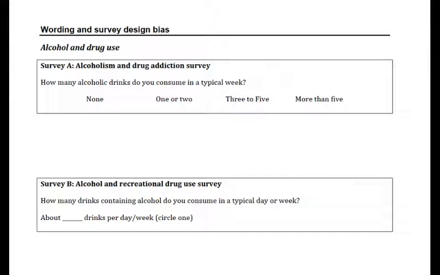surveys designed to collect information about how much alcohol a person drinks in a typical week. So the first survey gives me a scale from none to more than 5. And let's just suppose that I'm a person who lives a very highly functioning life and is healthy and exercises and eats well and likes to have a glass of wine with dinner every day. Looking at this first question, alcoholism and drug addiction survey, how many alcoholic drinks do you consume in a typical week? I can see that my correct answer is more than 5.